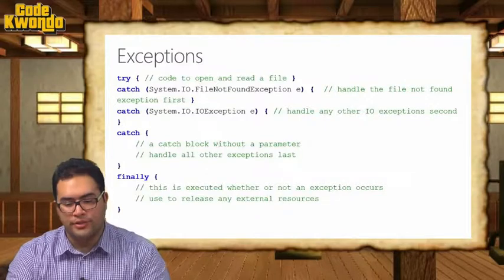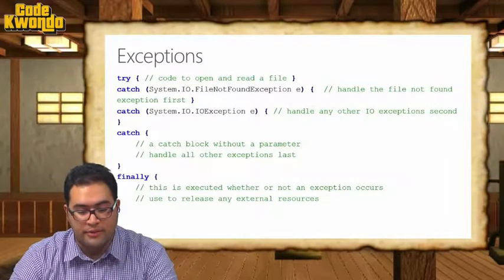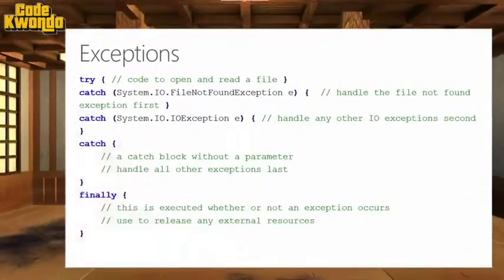Here's some sample code to show you what it looks like. It's very similar to Java, but there's a few differences, and I'll show you what they are. We first have our try section. That's where you can write the code to do things like open or read a file. You can catch specific exceptions, such as the file not found exception. Perhaps you want to have a specific handling for that error. But let's say for all the other errors, you want to handle it in a specific way.